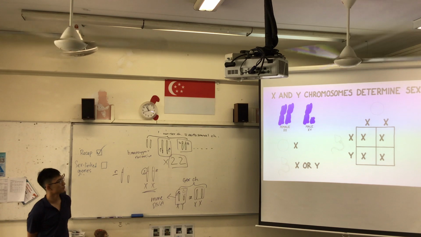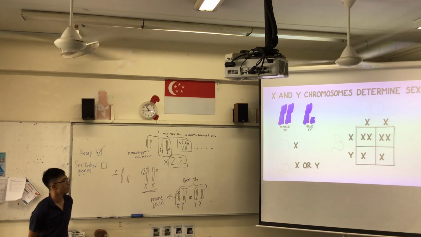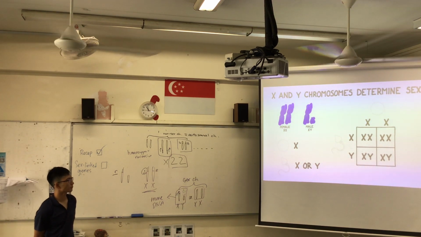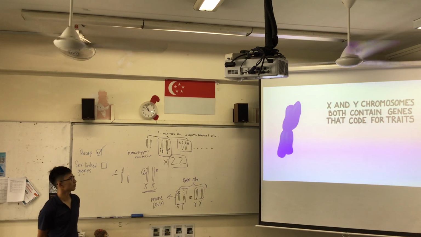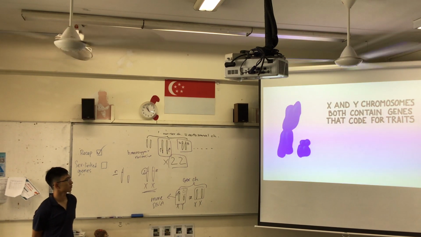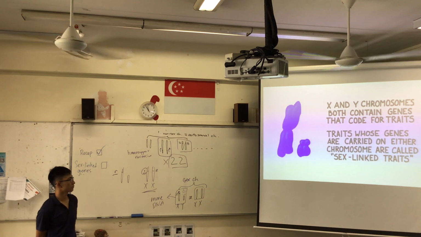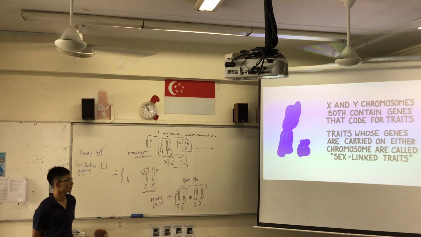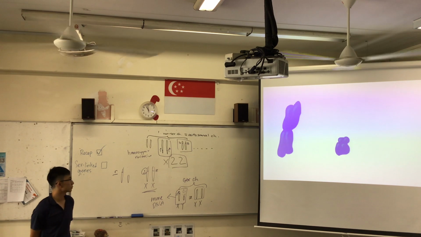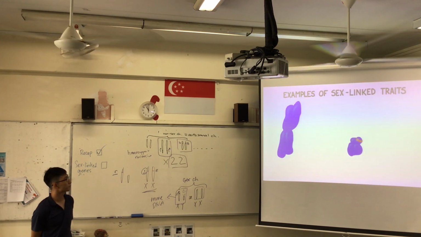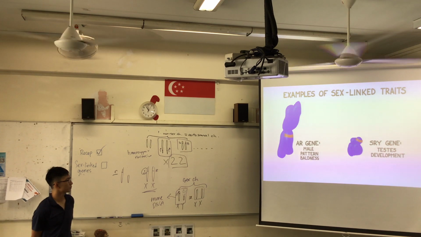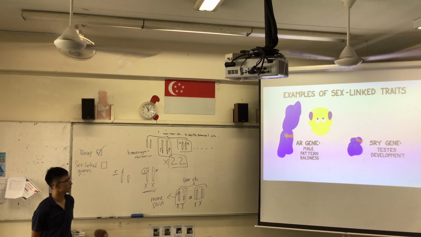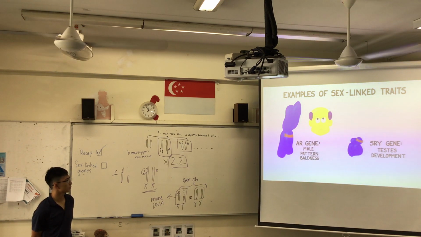If he passes on an X chromosome, the resulting offspring will be female. If he passes on a Y, the resulting offspring will be male. The X and Y chromosomes both contain genes that help code for certain traits. Traits that are carried on either of these chromosomes are called sex-linked traits. For instance, the SRY gene on the Y chromosome codes for the development of the testes in males, and the AR gene on the X chromosome codes for male pattern baldness.